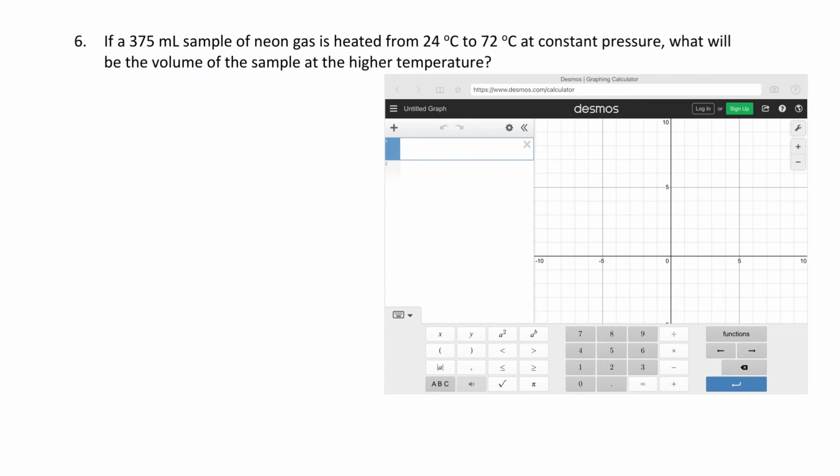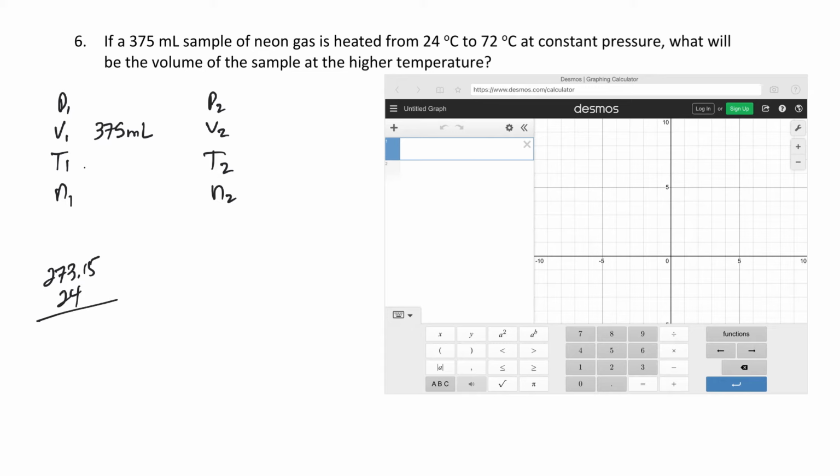Okay, here's another question. I have, let me do my P1 stuff again. V1, T1, N1, P2, V2, T2, N2. 375 milliliters of gas. It's heated from 24, okay, I gotta do that. 273.15 plus 24, 297.15 Kelvin at a constant pressure.